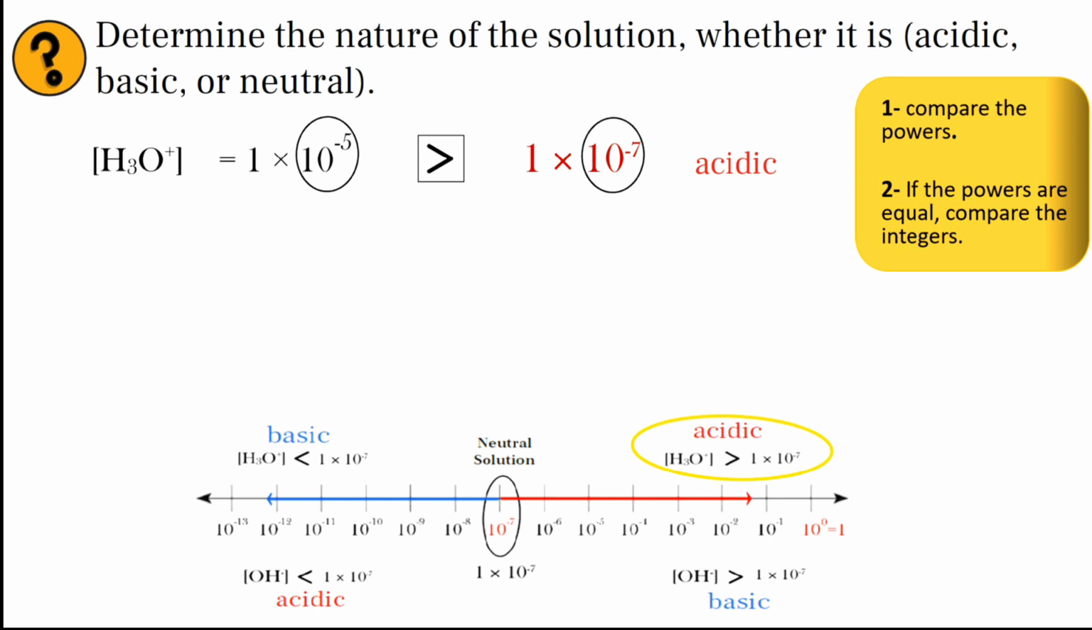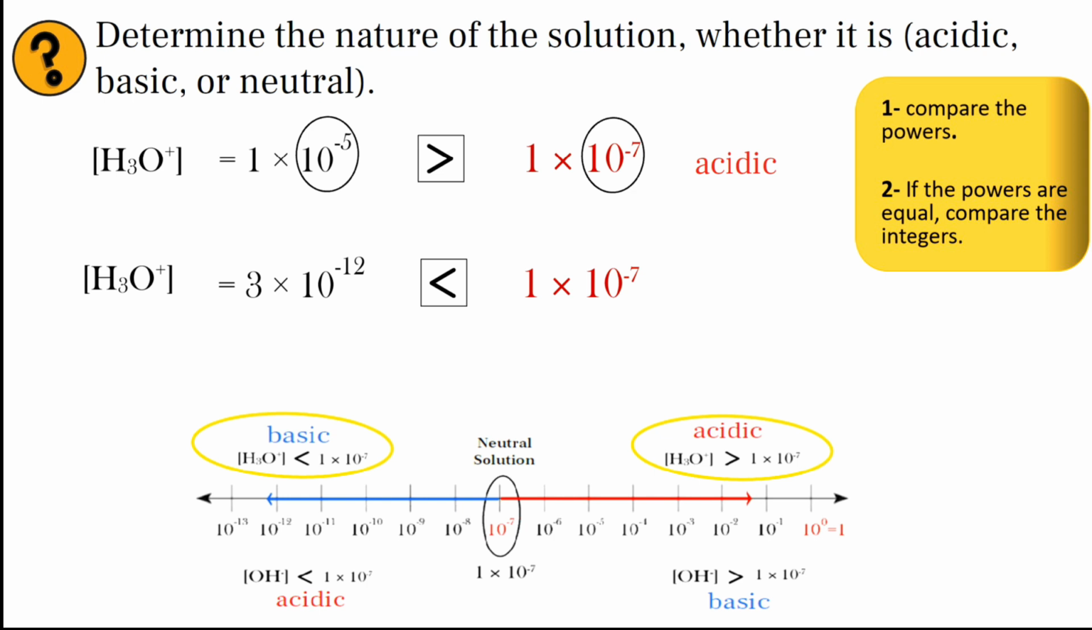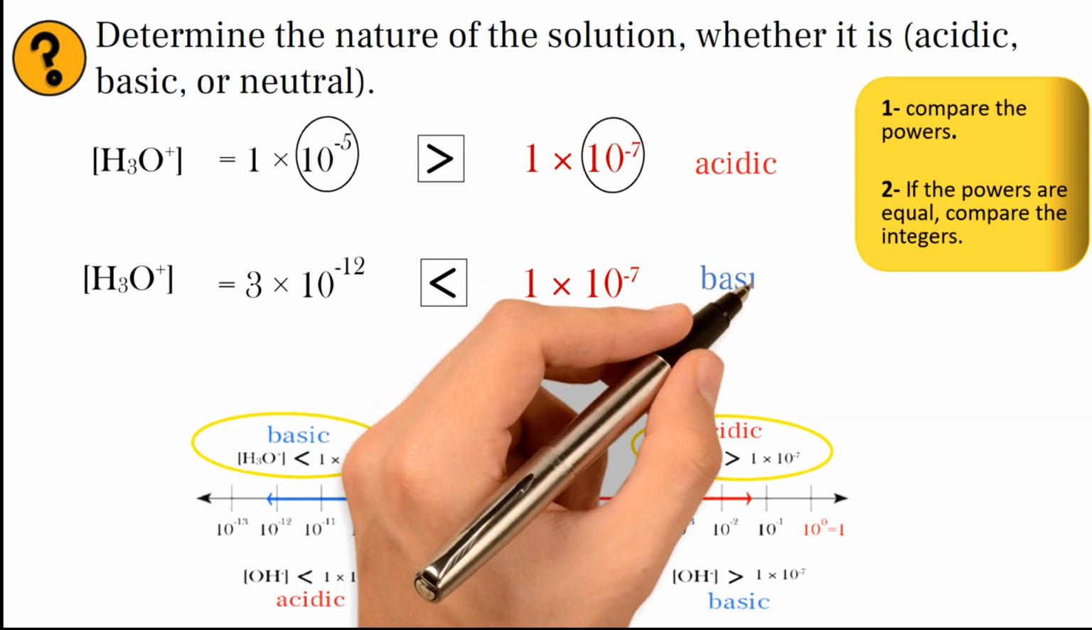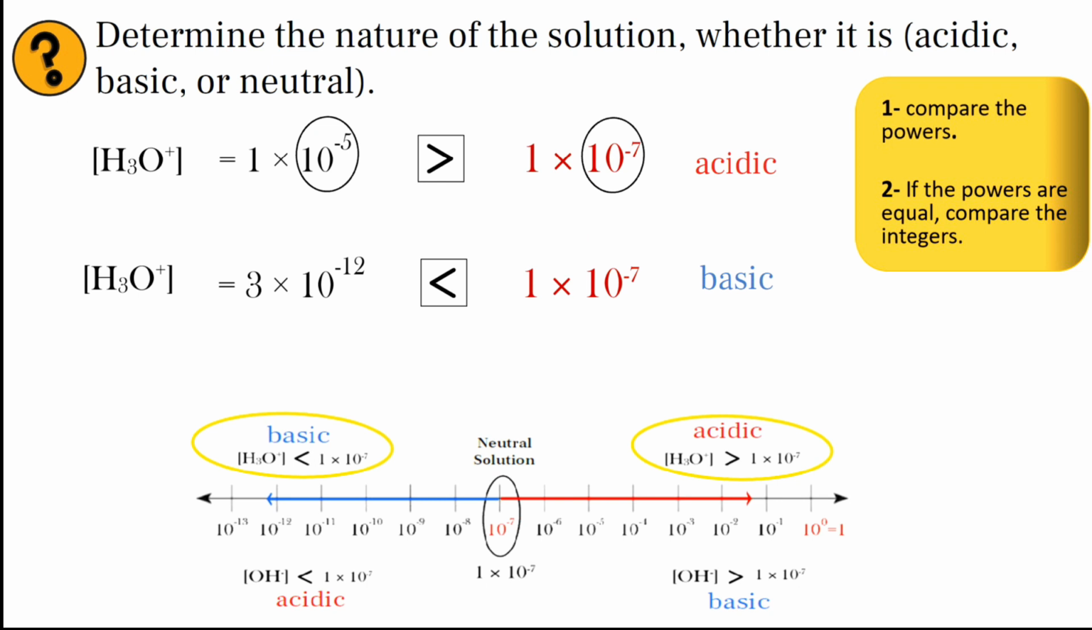Another example, if the H3O+ concentration equals 3 times 10 to the power of minus 12. First, we have to compare their powers, where 10 to the power of minus 12 is less than 10 to the power of minus 7, which means that the concentration of H3O+ is less than 1 times 10 to the power of minus 7, so this solution is basic.